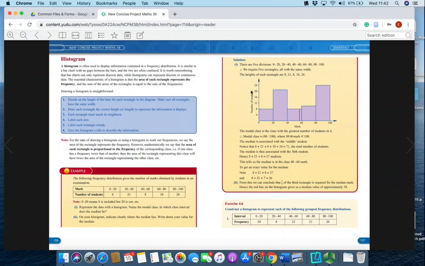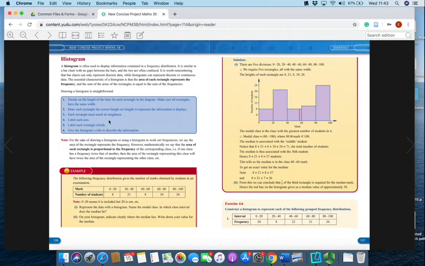So up here on the y-axis is the frequency, or the amount. In this case it's the number of students. So we have to go from 0 to 24 on our y-axis. And then the heights of each of these rectangles represents the frequency. That's why this one goes up to 8, because I have 8 people between 0 and 20. That's why this one goes up to 21, because I have 21 people between 20 and 40, and so on and so forth.